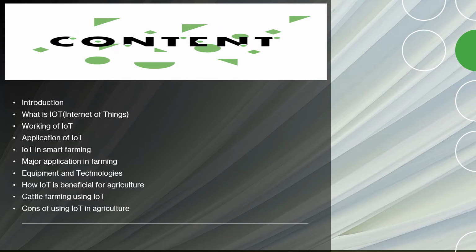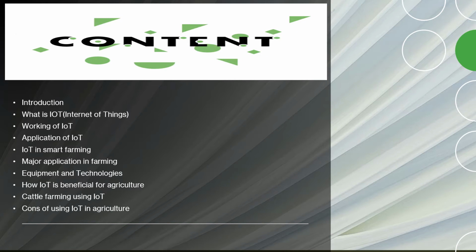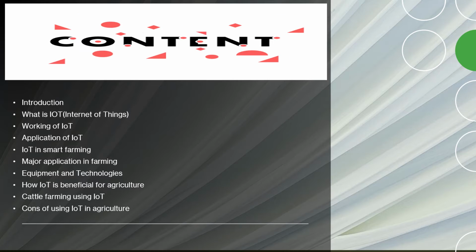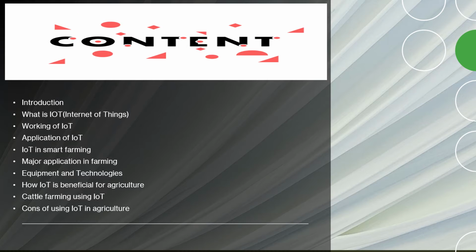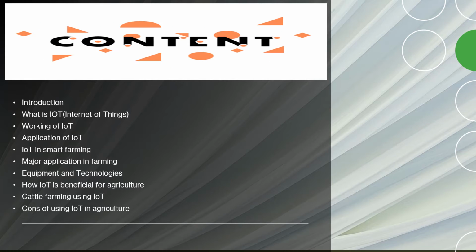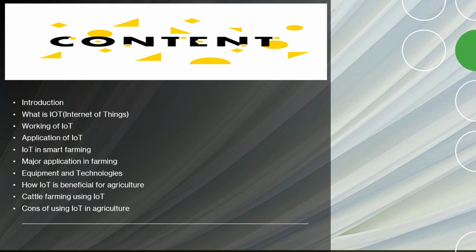Now, let's talk about the content here. First of all, we will cover introduction, then what is IoT, then working of IoT, after that application of IoT. Apart from this, IoT in smart farming, then major application in farming, then equipment and technologies, then how IoT is beneficial for agriculture, then cattle farming using IoT, and the last one is cons of using IoT in agriculture.